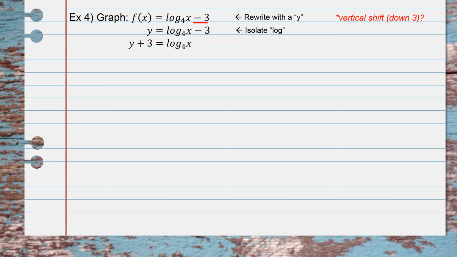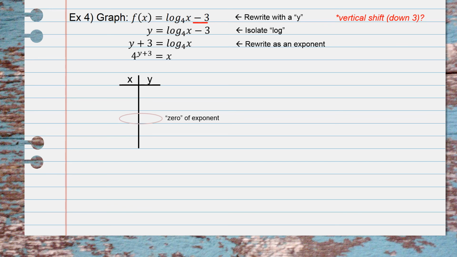Now that log is isolated, we're ready to rewrite it as an exponent. The base, log base 4 of x, now becomes 4 raised to the power of y plus 3 equals x. Since x is already isolated, we're ready for our t-chart. Again, we start in the middle for our 0 value of the exponent. In this case, our exponent is y plus 3.